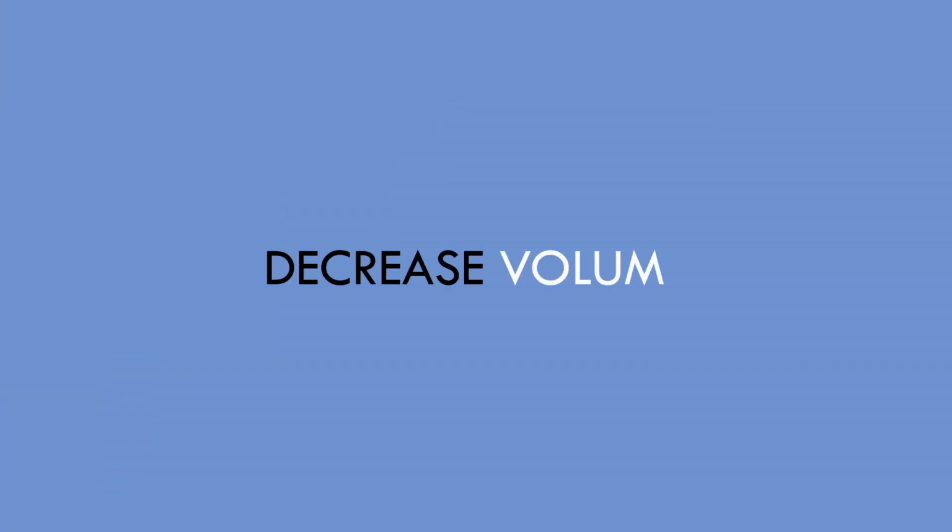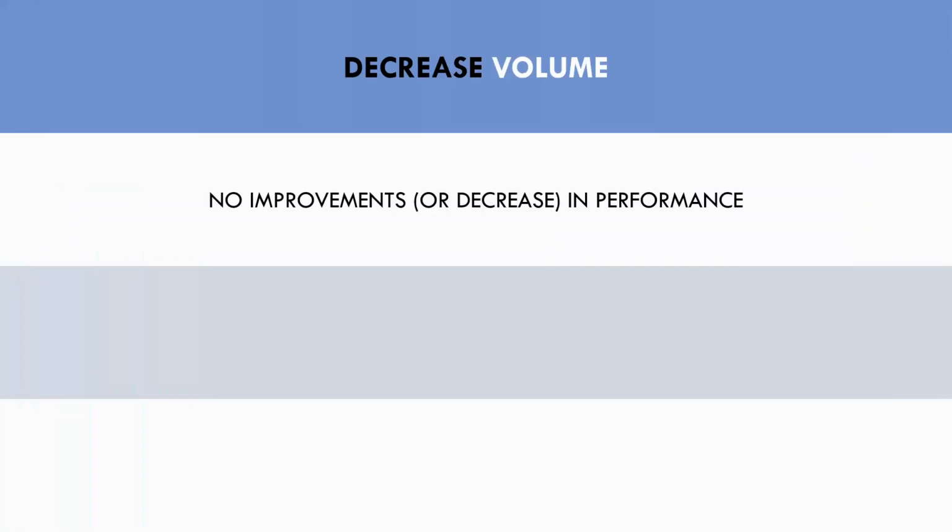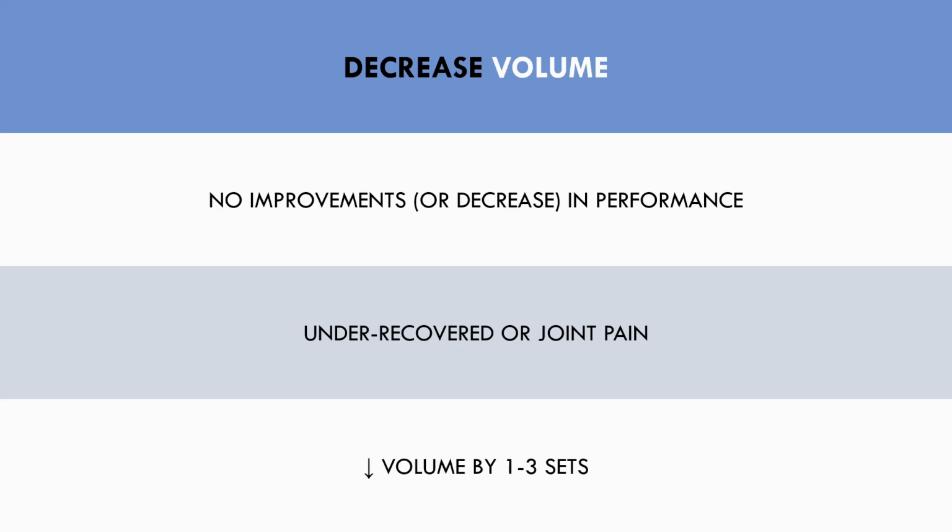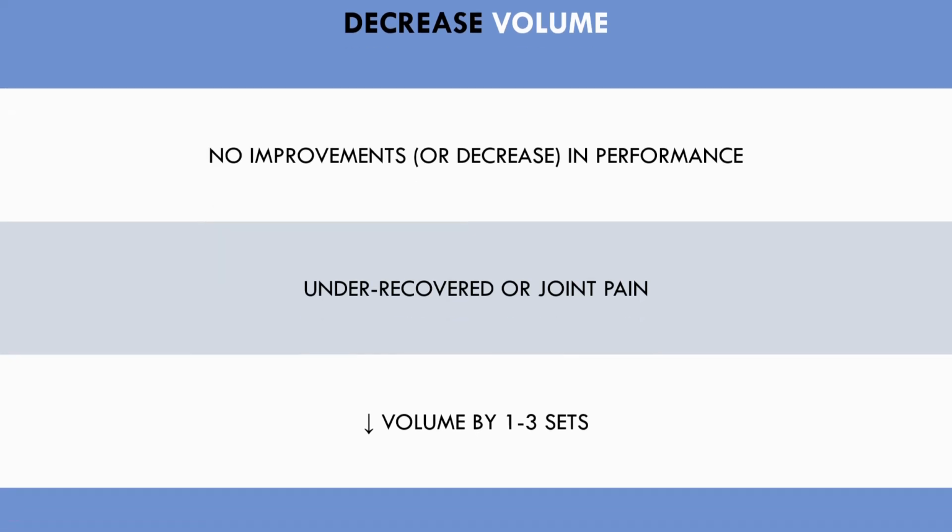The next strategy we can implement is to actually decrease volume. This should be implemented if a trainee didn't see progress or saw decreases in performance and they felt under-recovered or experienced joint pain in the relevant joints. This will probably be an indicator that the trainee is doing too much volume to recover from and may actually see better hypertrophy gains from reducing volume slightly. The trainee can then experiment with reducing volume by 1 to 3 weekly sets and see how they respond in the following mesocycle.